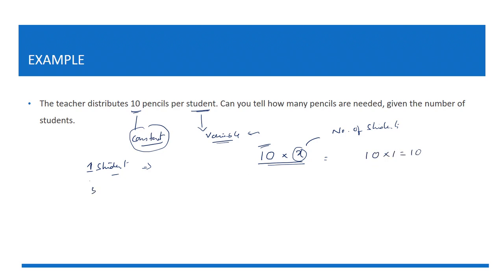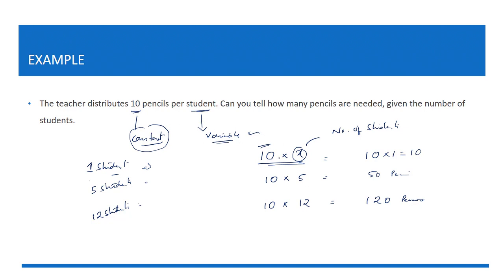Suppose there are around 5 students, then what happens? The value of x becomes 5, so 10 into x is equal to 50. So the teacher requires 50 pencils so that she can distribute 10 pencils to each student. Suppose it is 12 students, then what happens here? 10 is a constant and x is a variable. Now the number of students is 12, so the teacher requires 120 pencils so that she can distribute 10 pencils to each student.